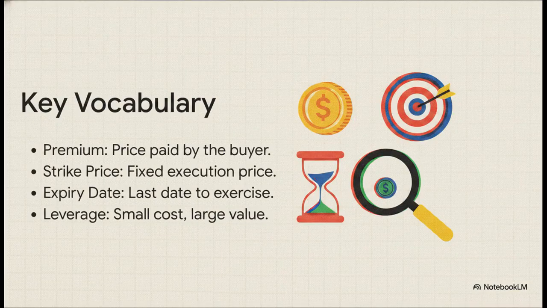Now, to actually build these positions, you've got to know your raw materials. The premium is the non-refundable price the buyer pays. The strike price is the fixed, unchanging price where the contract executes. Then there's the expiry date. This is a strict deadline. After this date, the option literally ceases to exist, which introduces the whole concept of time decay. And finally, leverage. A tiny premium controls a massive amount of value. A 10% move in a stock can mean a 100% gain, or a total complete loss of your premium. Leverage is basically the magnifying glass of derivatives.